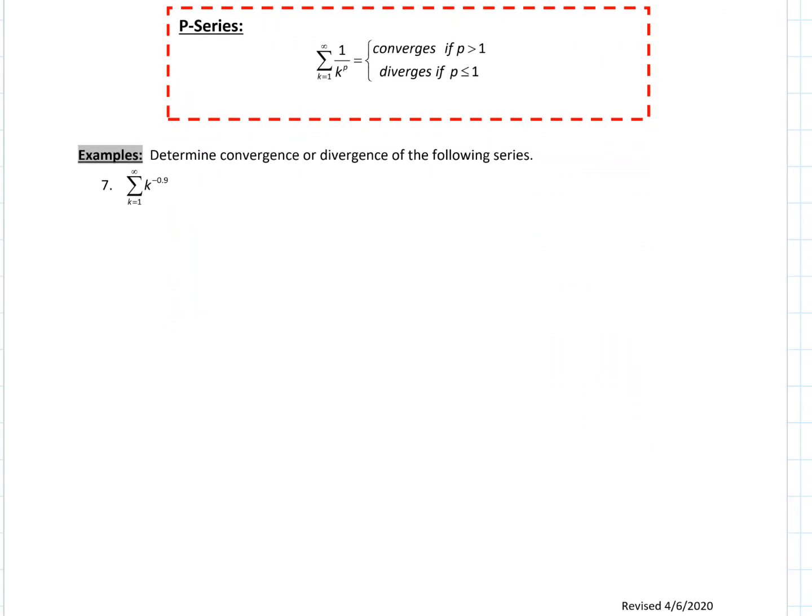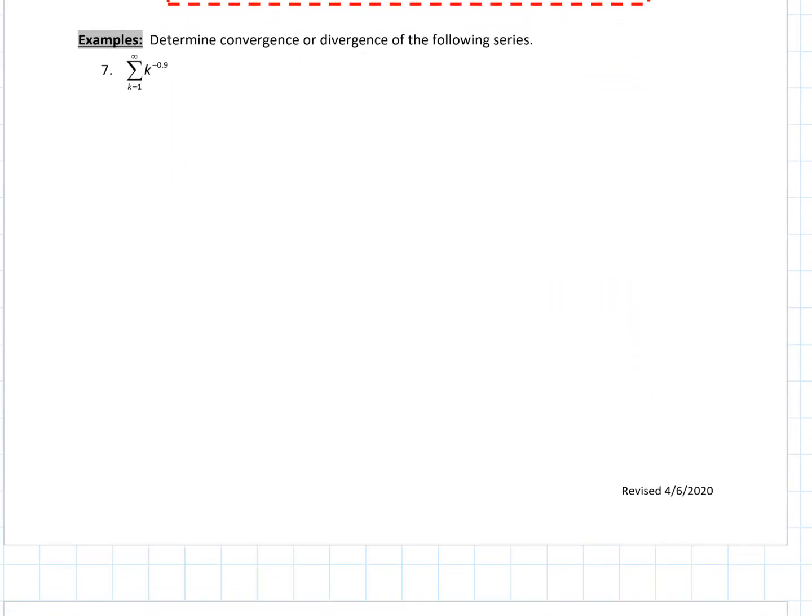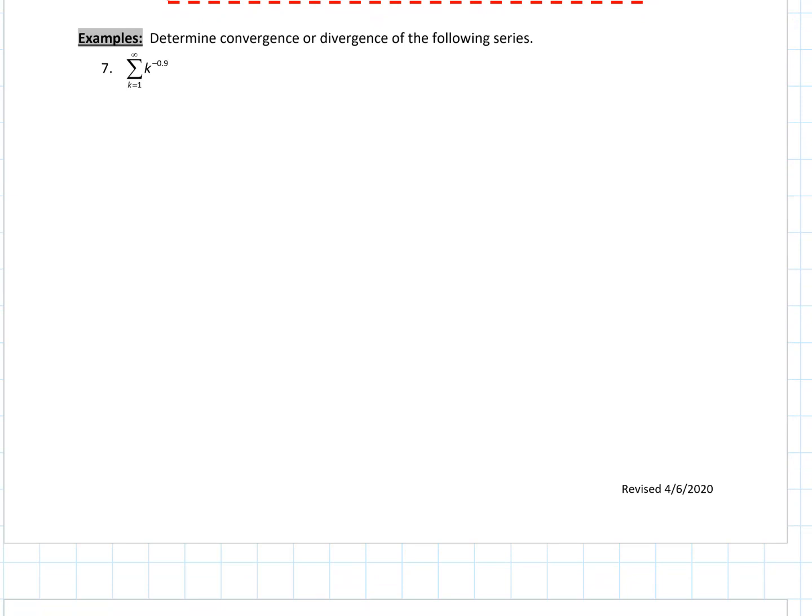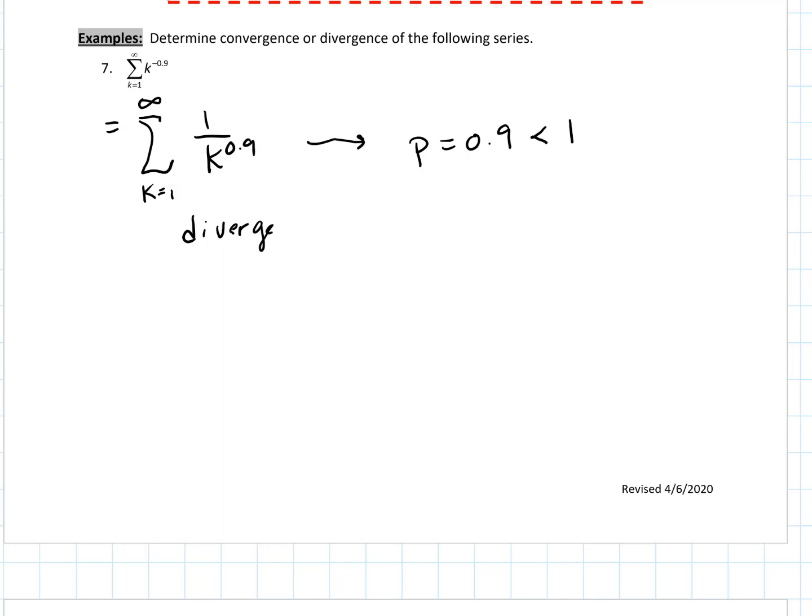All right, so that said, let's check out a couple of examples. Let's determine the convergence or divergence of the following series. This one is equivalent to the series from k equals 1 to infinity of k to the negative 0.9. Well, this is exactly the same as 1 over k to the 0.9 from k equals 1 to infinity. Clearly, p is equal to 0.9, which is less than 1, and we can say that this diverges by p series.